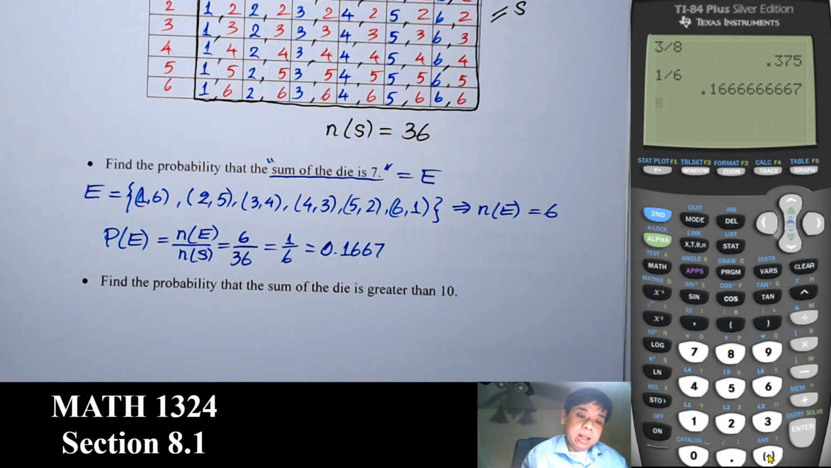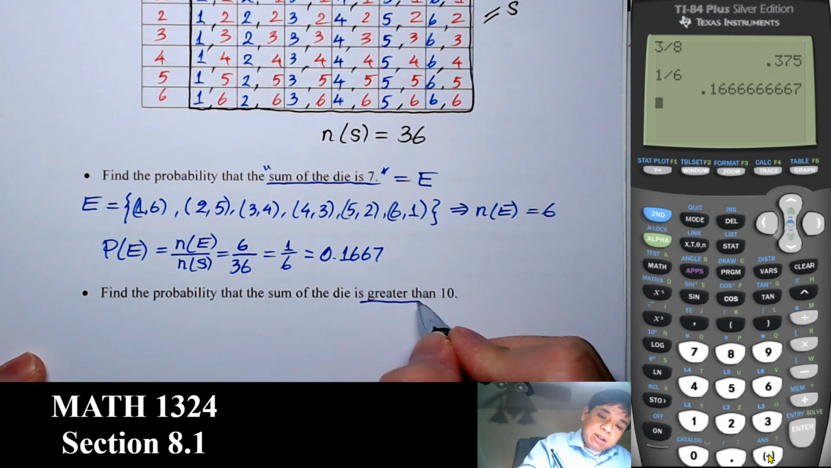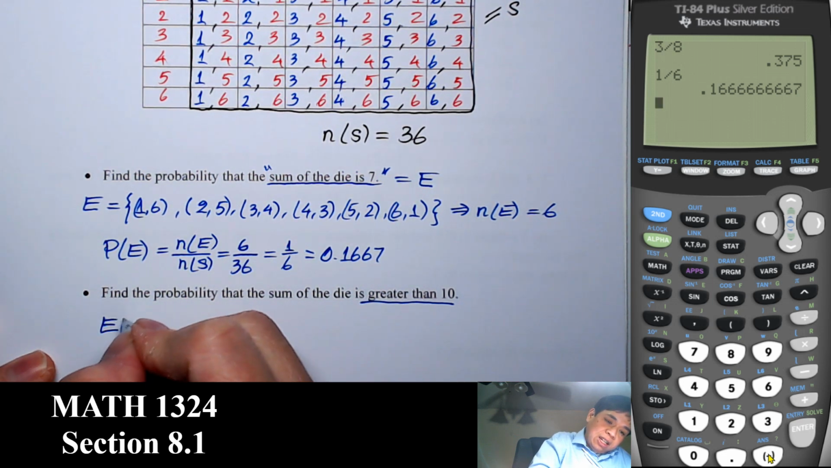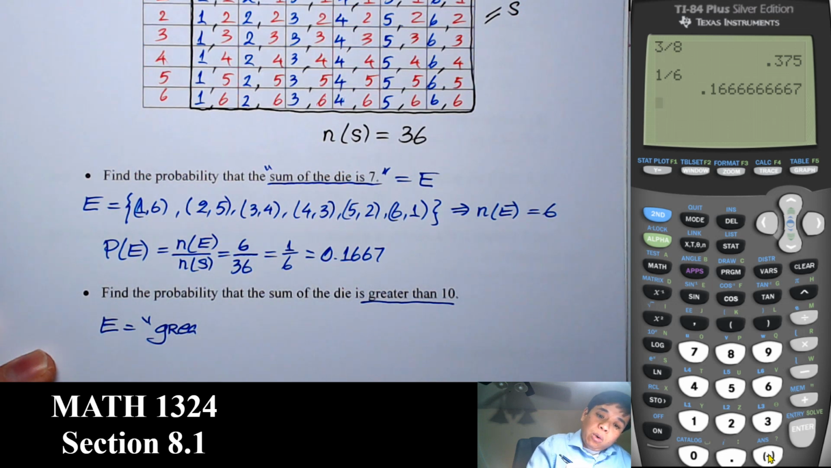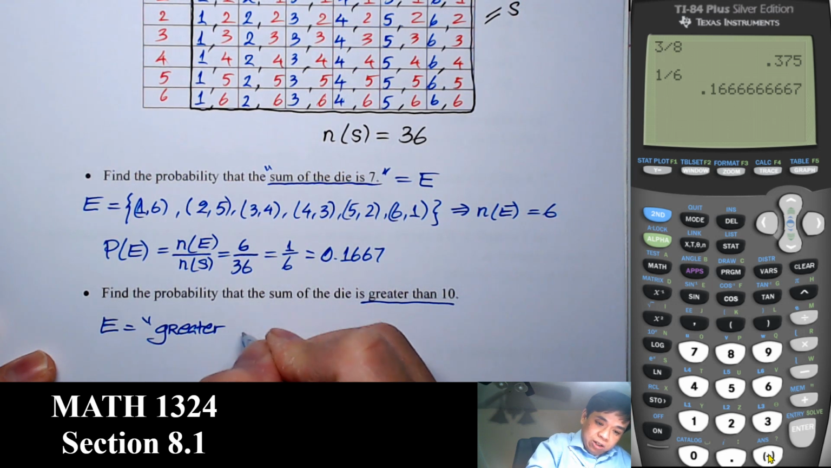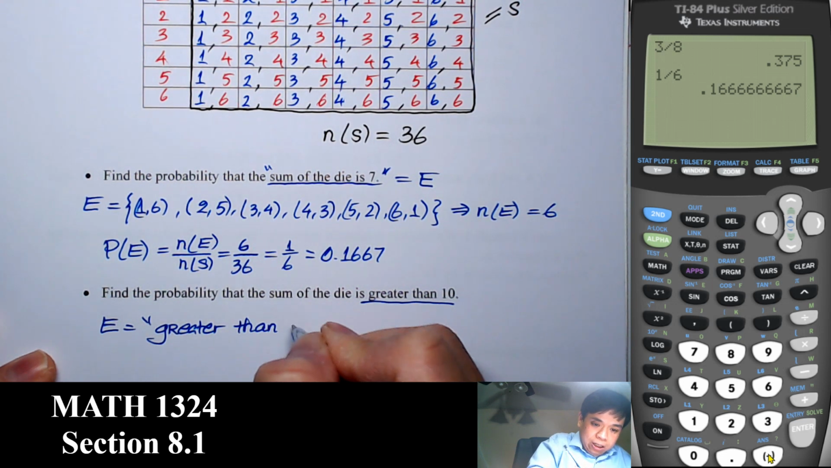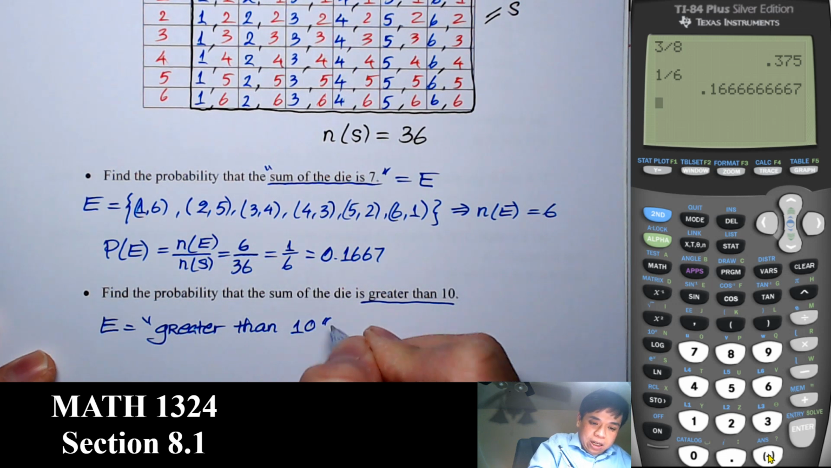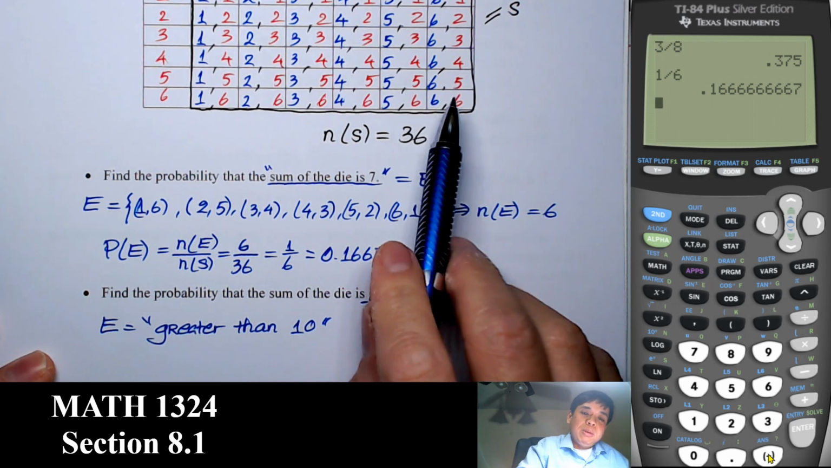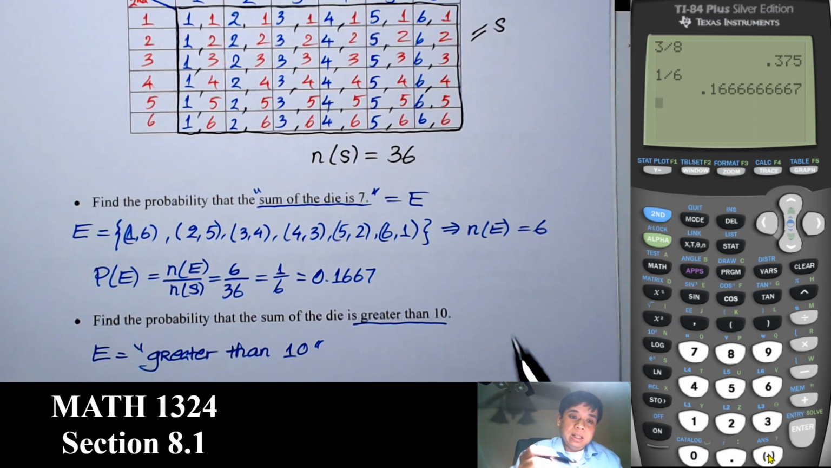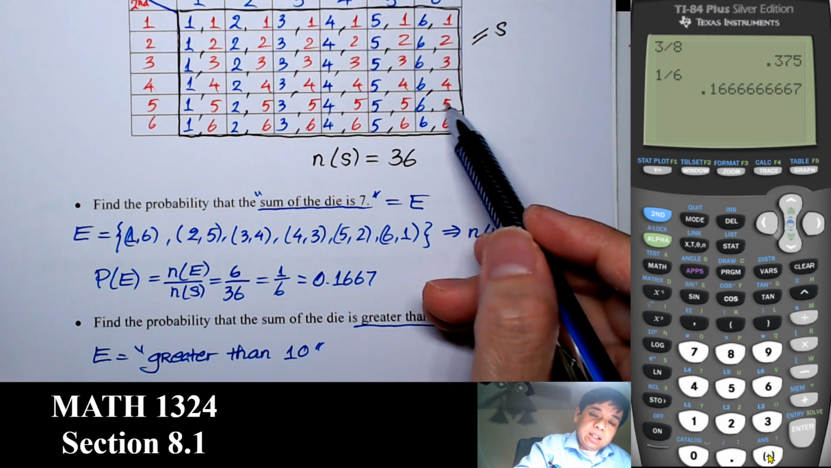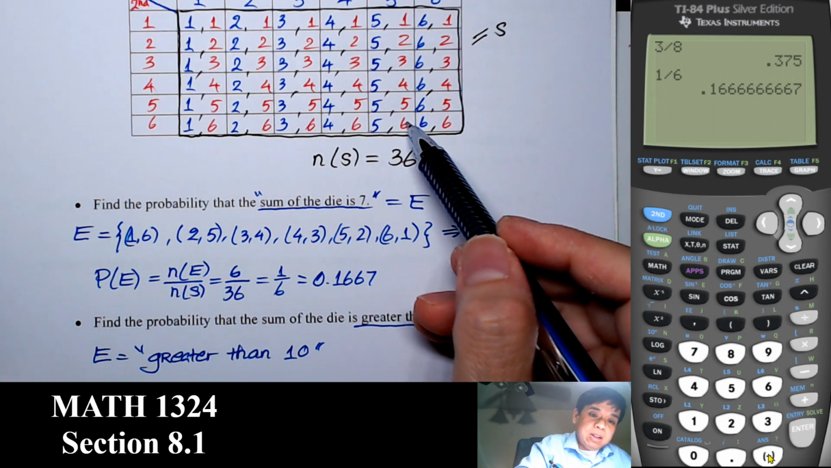Find the probability that the sum of the dice is greater than 10. Now the event E is greater than 10. Greater, not equal to. Greater only. So the maximum we can have is 6 and 6, which is 12. So greater than 10 could have to be 6 and 6. 6 and 5 is 11. But after that, there's none.